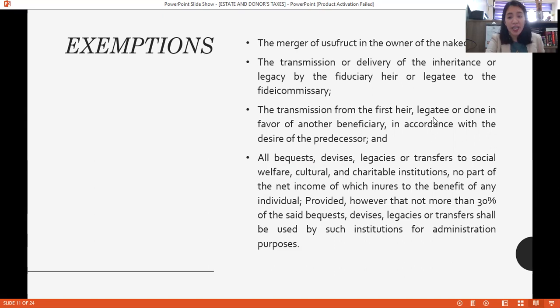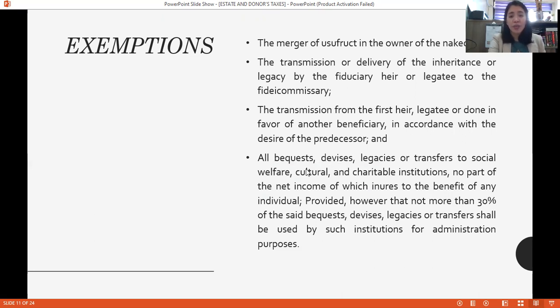Transmission from the first heir, legatee or donee, in favor of another beneficiary. So hindi din siya subject to estate tax, kasi remember yung substitution, kapag hindi available yung first heir, masasubstitute yung isa. So meaning to say, isa lang talaga yung nangyari na transfer, walang succeeding transfer na naganap, okay? Na-change lang yung beneficiary or heir.